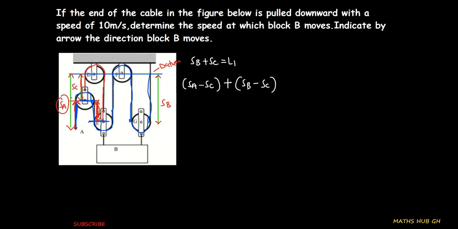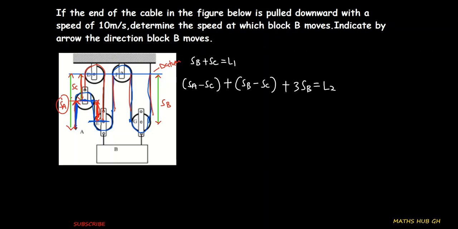And then you're going to have plus. For SB, we have one here, we have another here, and then we have another here. So that will be 3, so that will be plus 3SB. This should be equal to L2. So we are going to solve the question using these two equations.